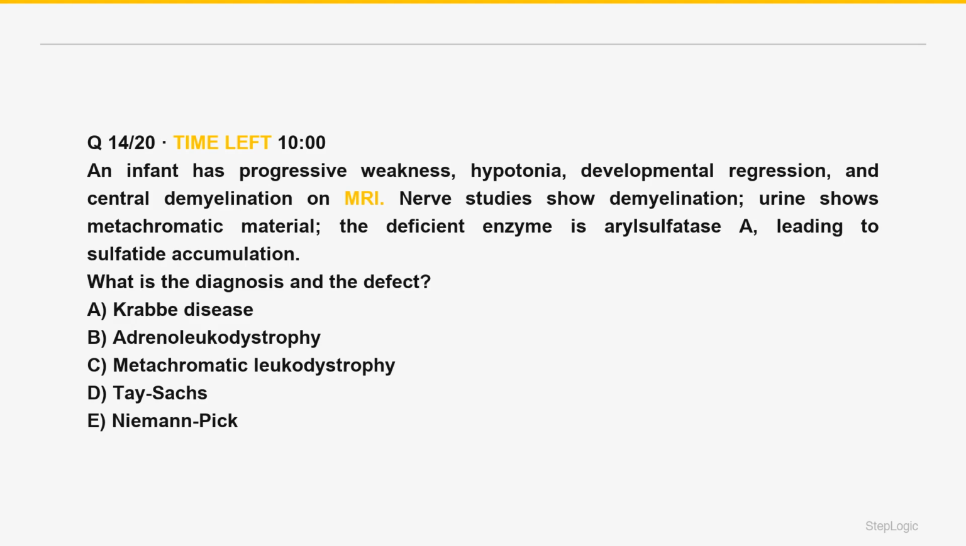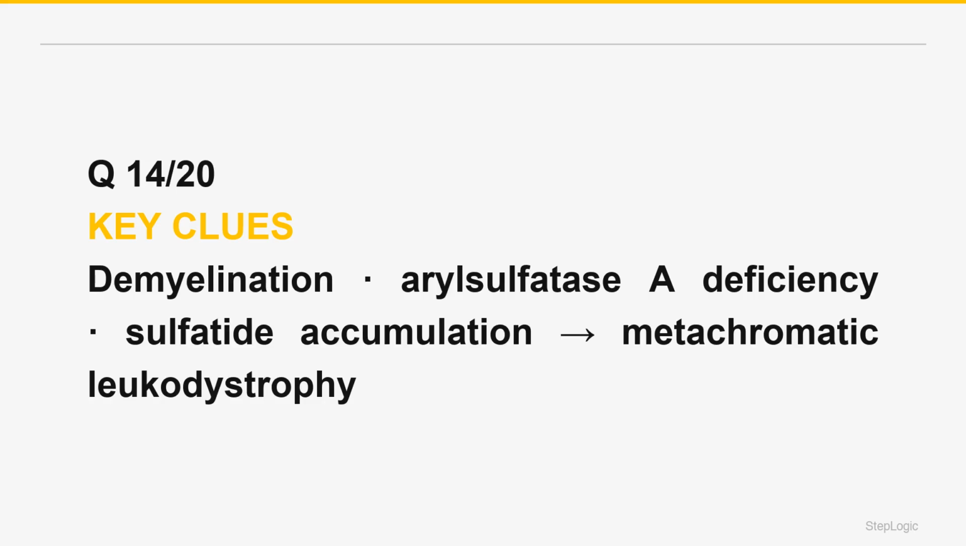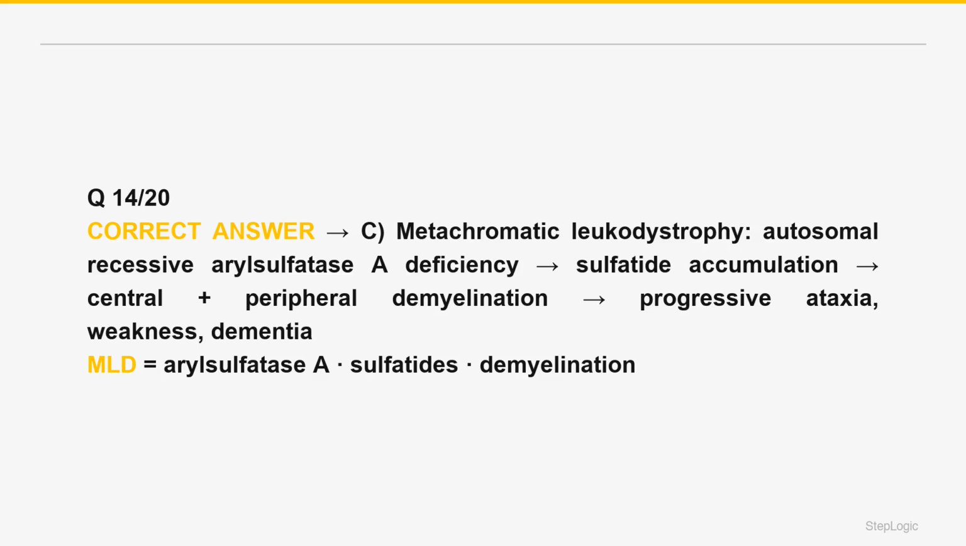Read the command: diagnosis and defect. Demyelination plus metachromatic material plus arylsulfatase A deficiency and sulfatide accumulation: metachromatic leukodystrophy. This is metachromatic leukodystrophy, an autosomal recessive lysosomal storage disease, a sphingolipidosis. The deficient enzyme is arylsulfatase A, whose job is to break down sulfatides, cerebroside sulfate. Without it, sulfatides accumulate in lysosomes, particularly damaging the myelin-producing cells, oligodendrocytes centrally and Schwann cells peripherally. The correct answer is C.